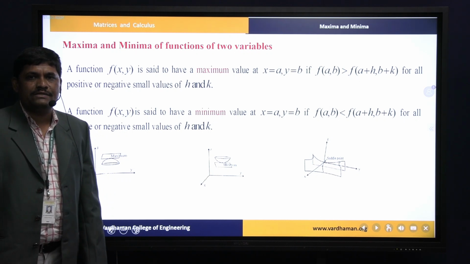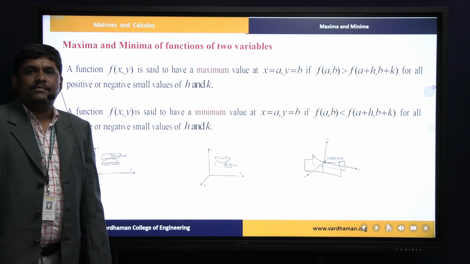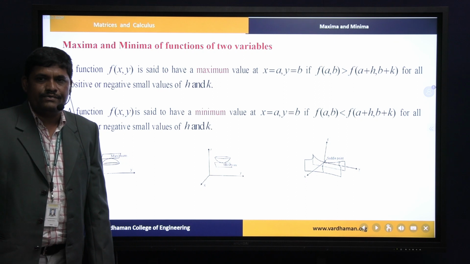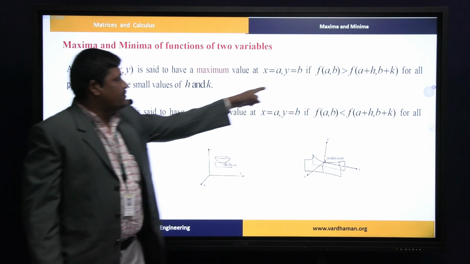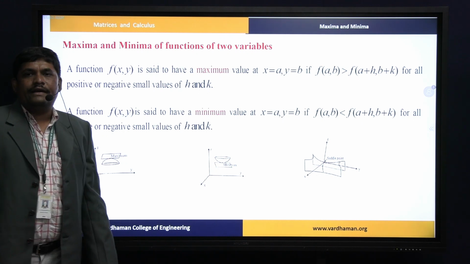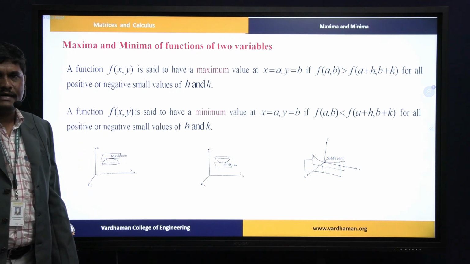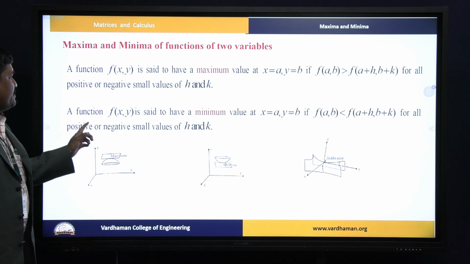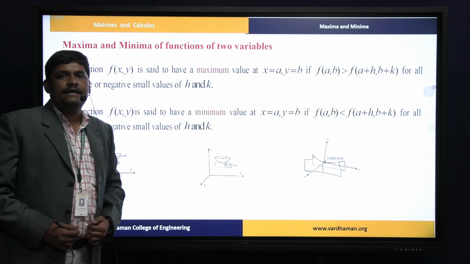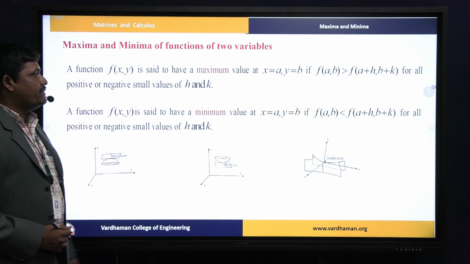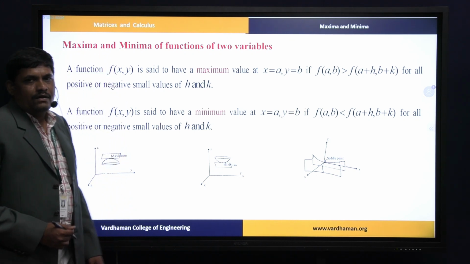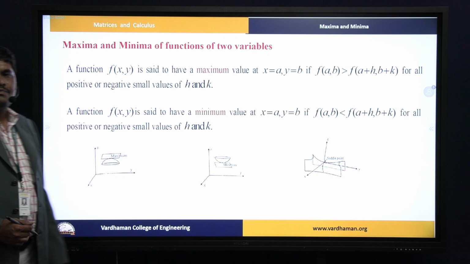A function f of x,y is said to have a maximum value at x equals a, y equals b if f of a,b is greater than f of a plus h, b plus k for all positive or negative small values of h and k. Now a function f of x,y is said to have a minimum value at x equals a, y equals b if f of a,b is less than f of a plus h, b plus k for all positive or negative small values of them.